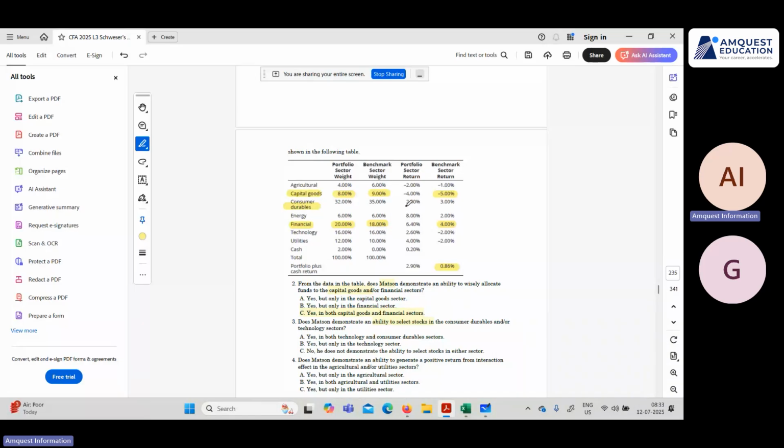Consumable durables में portfolio return 2% है and benchmark 3% है. ठीक है? By the way, I hope you know that we would not be considering 0.86 anywhere when it comes to security selection, right? Yes. Okay. तो इसमें पोर्टफोलियो ने अच्छा परफॉर्म नहीं किया एंड बेंचमार्क ने अच्छा परफॉर्म किया है.